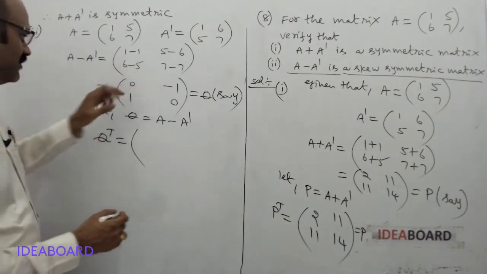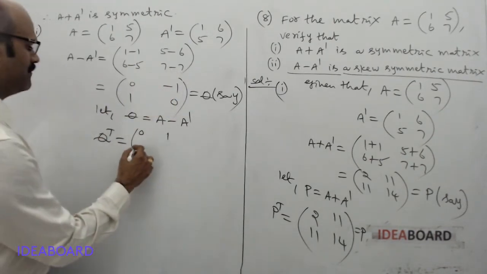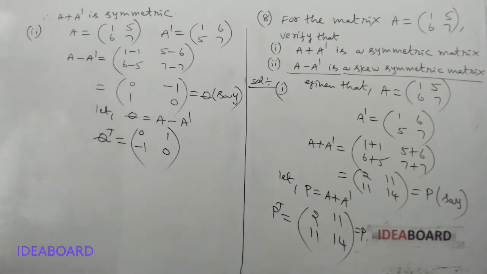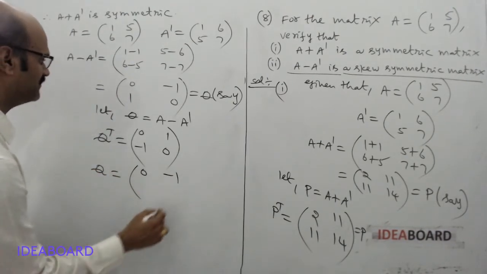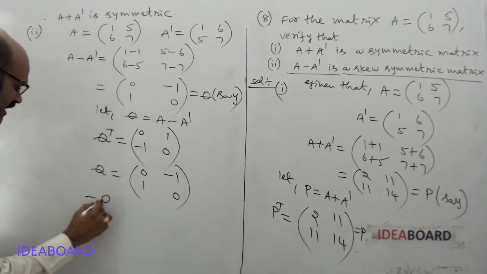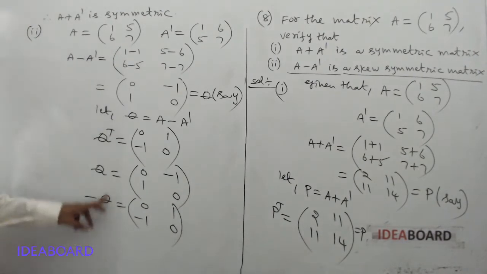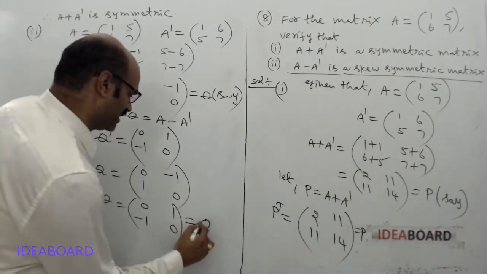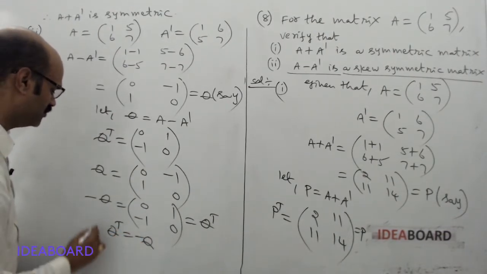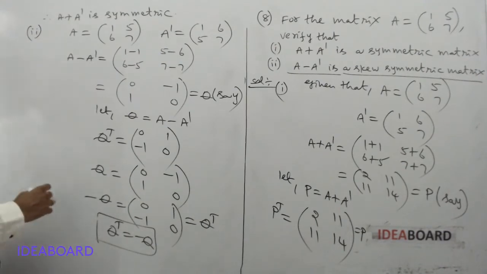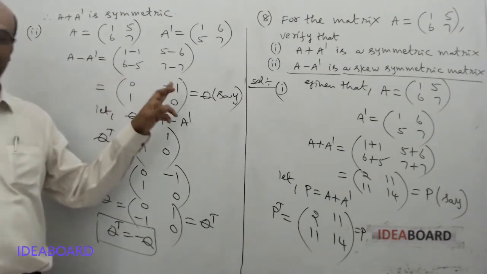write C1 into R1: 0, 1. Next C2 into R2: -1, 0. Q equal to 0, -1, 1, 0. Minus Q equal to 0, 1, -1, 0. Minus Q equal to Q transpose. Since Q transpose equal to minus Q, we say that A minus A transpose is a skew symmetric matrix, hence proved.